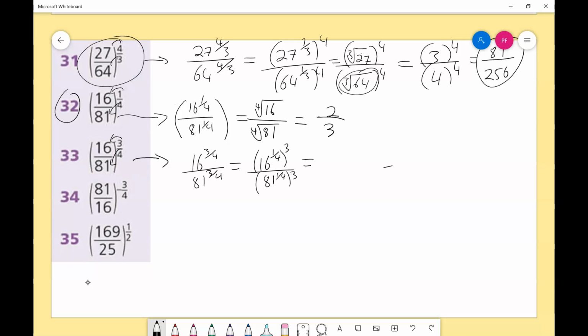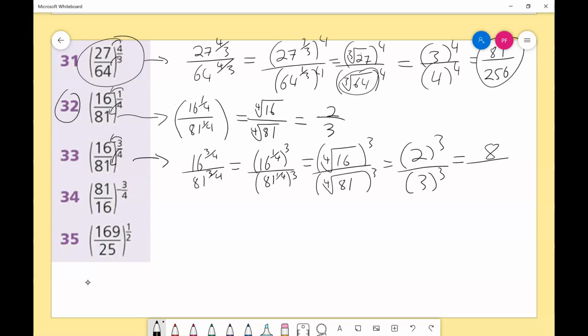16 to the power of a quarter is the fourth root of 16, and that's all still to the power of 3. 81 to the power of a quarter equals the fourth root of 81, and that's all to the power of 3. The fourth root of 16 we already discovered in the above question is 2. And the fourth root of 81 from the above question is 3. So 2 to the power of 3 is 2 by 2 by 2, which is 8. And 3 to the power of 3 is 3 by 3 by 3, which is 27.